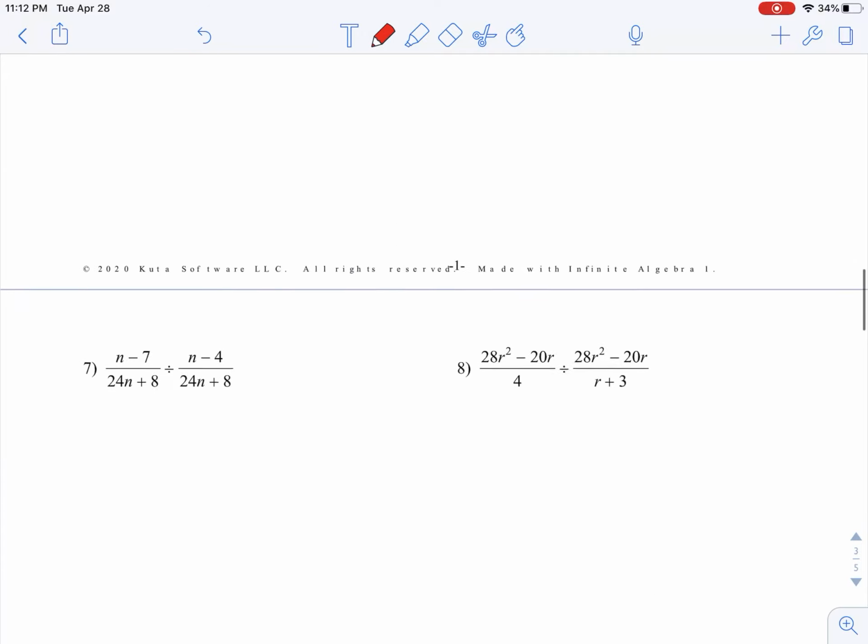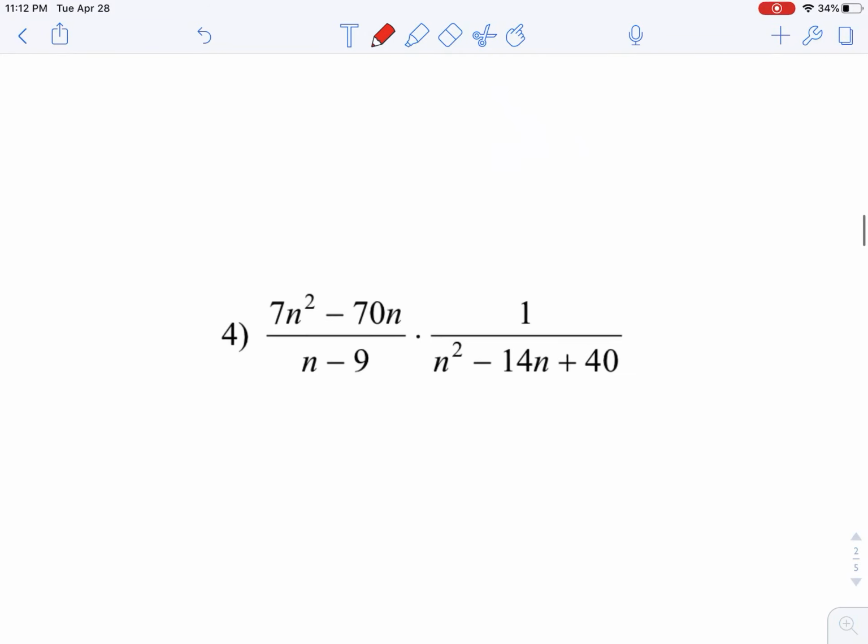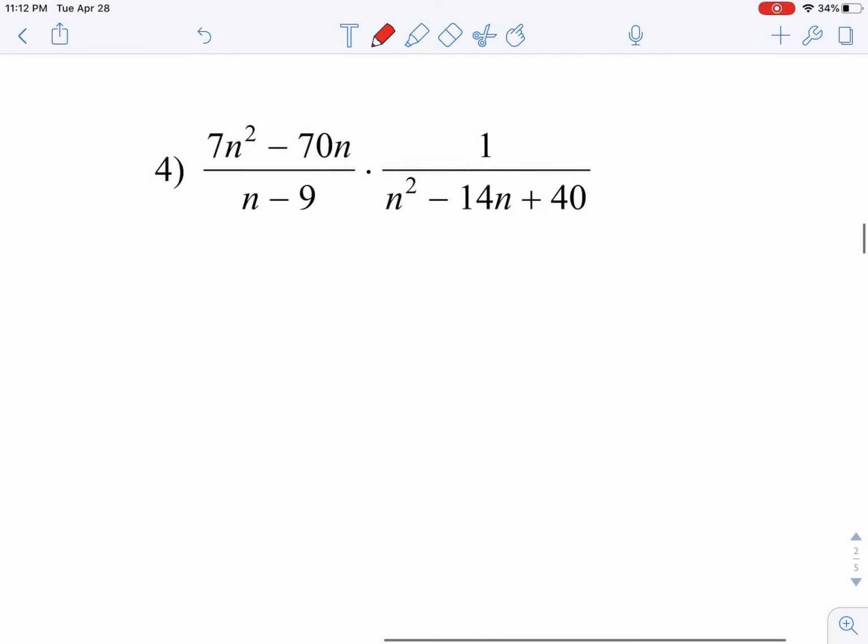Okay? So that was pretty simple. There wasn't a lot of factoring. Number 4, there kind of is a lot of factoring. So I'll take you through this.